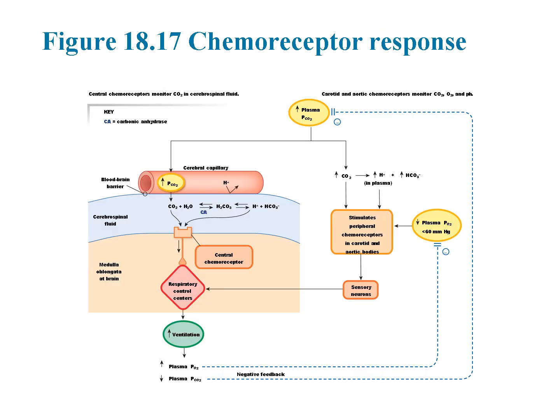The body's ability to regulate breathing relies on chemoreceptors that continuously monitor carbon dioxide, oxygen, and pH levels in the blood and cerebrospinal fluid. These chemoreceptors send signals to the respiratory control centers in the brainstem to adjust ventilation as needed. Central chemoreceptors, located in the medulla oblongata, primarily monitor carbon dioxide levels in the cerebrospinal fluid.